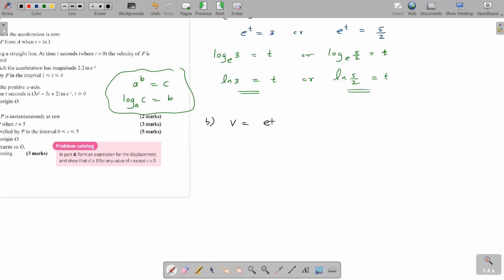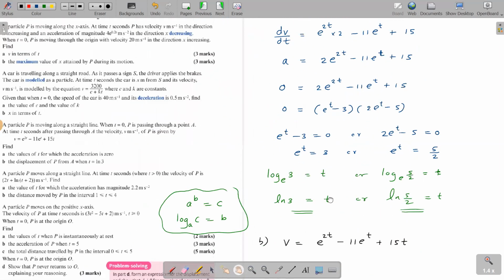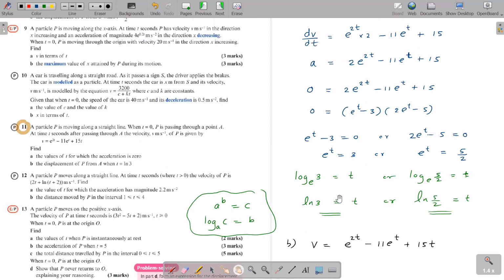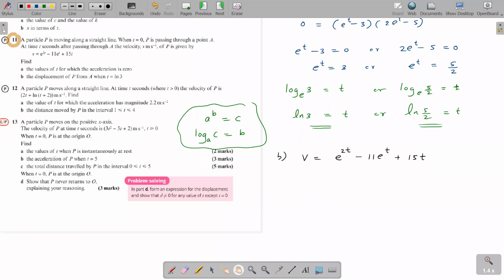Velocity equals e to the power 2t minus 11 e to the power t plus 15t. This is the velocity function, right? Okay, so let's go for the integration.